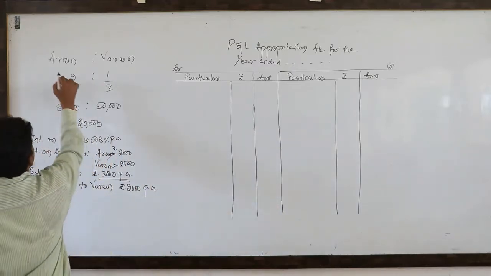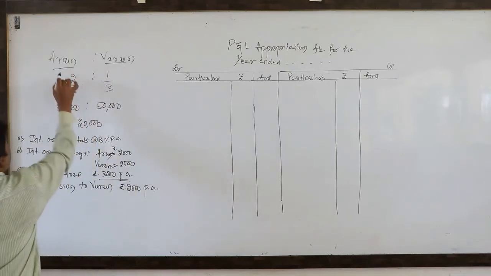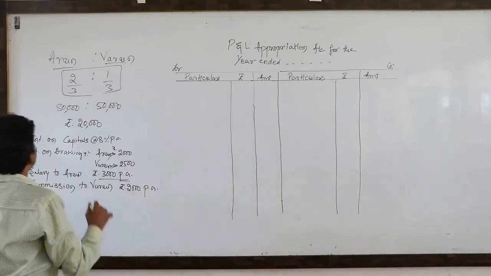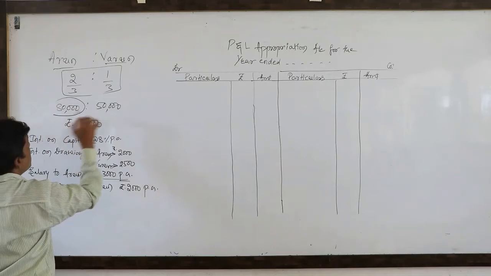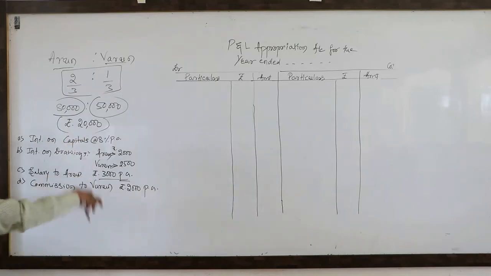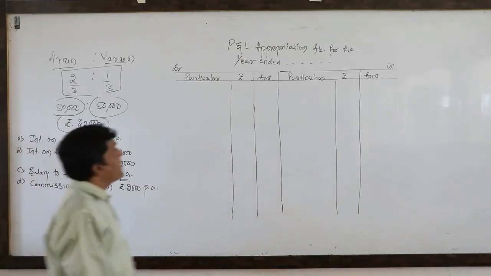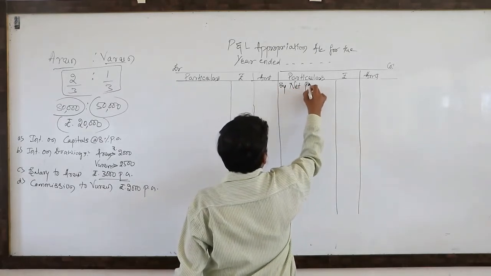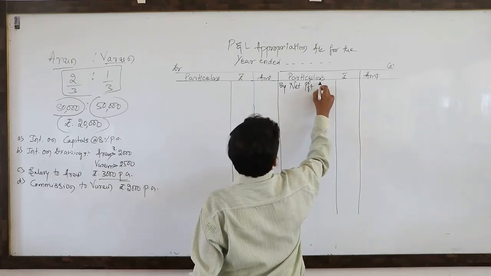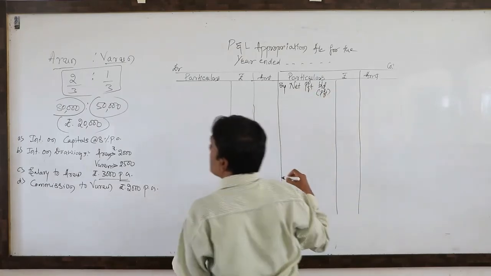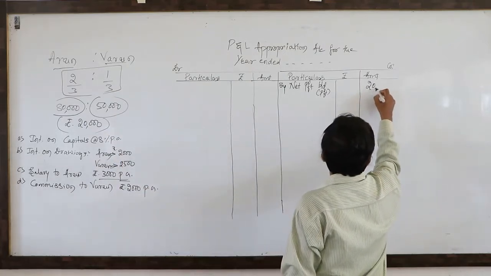Look at the problem, dear students. There are two partners, namely Arun and Varun. Their profit sharing ratio is 2:1, meaning 2/3 and 1/3. Their capital contribution is rupees 80,000 by Arun and rupees 50,000 by Varun. The net profit from the business before allowing these is rupees 20,000. We need to write it on the credit side, brought down from the P&L account, net profit of rupees 20,000.